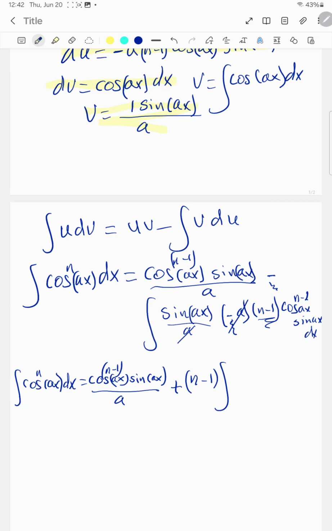I can write that part here, which is sine ax cosine n minus 2 ax, and I still have this sine of ax times sine of ax dx. Let's take out this.